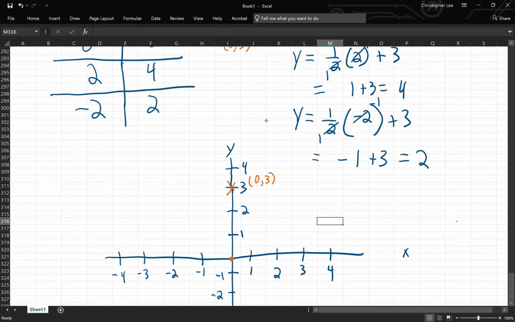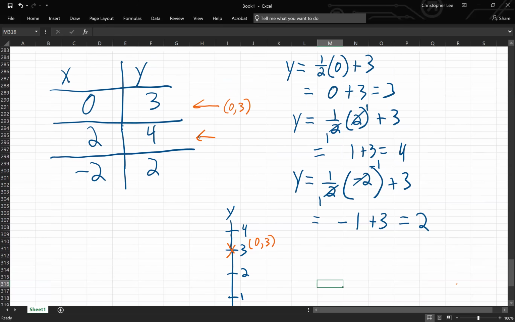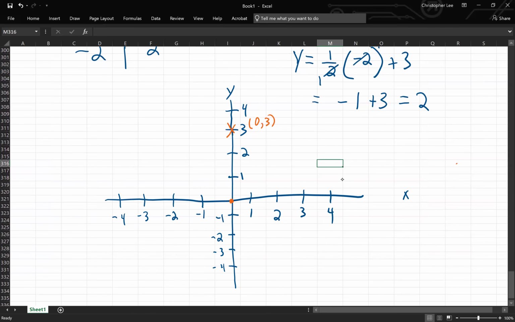Let's look at the next point. The next point is 2, comma 4, all right? So help me out. How do I do this? 2, 2, 4, like this. Yeah, +2, +4. Very good. All right. This is the point right here. This is 2, comma 4.